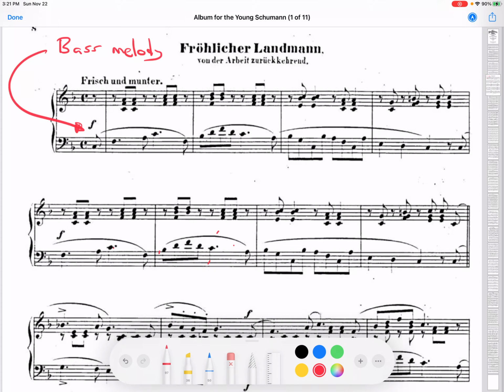Landmann von Der Arbeit zurückgebrannt. Okay, so this is a rather long title. Quite simply, it means the happy countryman, happy farmer perhaps, coming back from work. And it sounds like this. I'll just play the beginning of it.